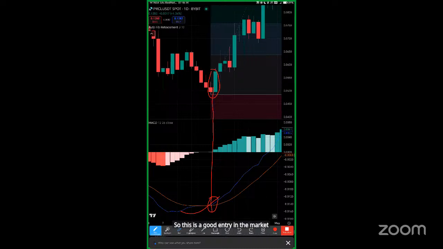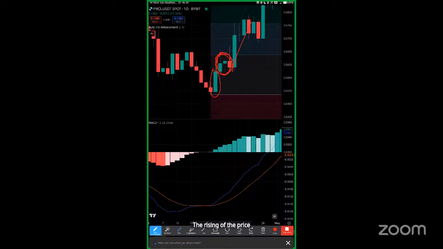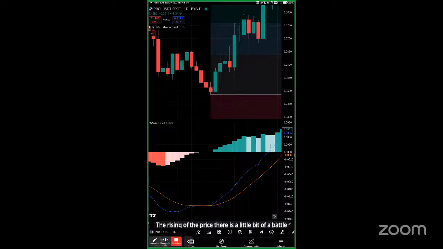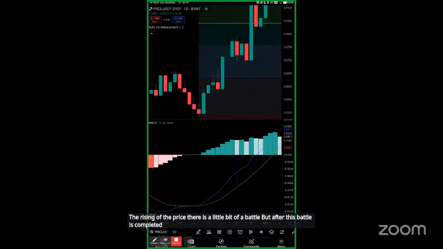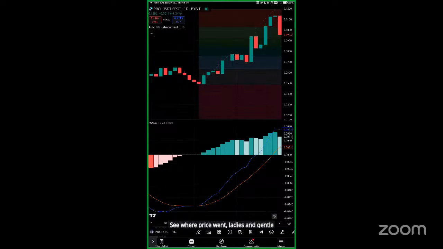After this has happened, can you see this battle over here? The battling of price so that the price can go up. After this battle has finished, that's why I said sometimes it does not happen immediately, the rising of the price. There is a little bit of a battle. But after this battle is completed, see where price went, ladies and gentlemen.